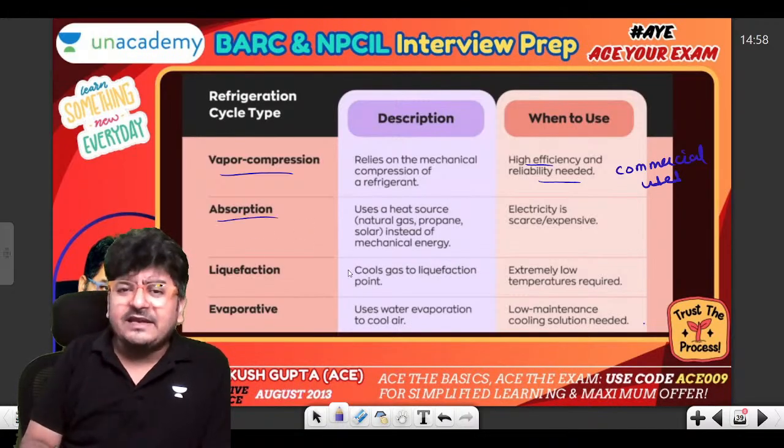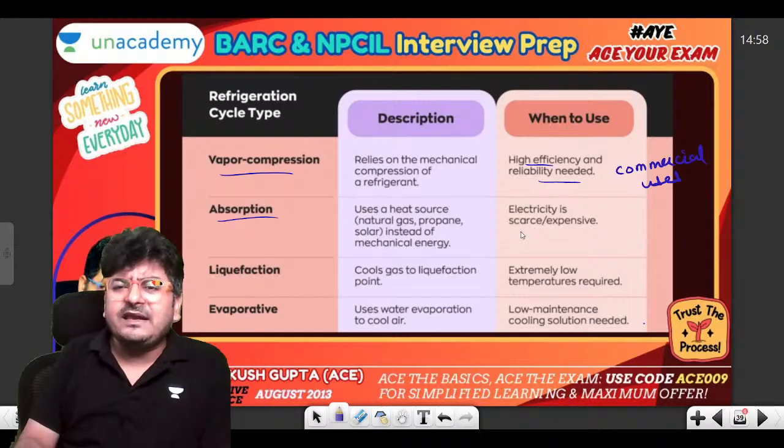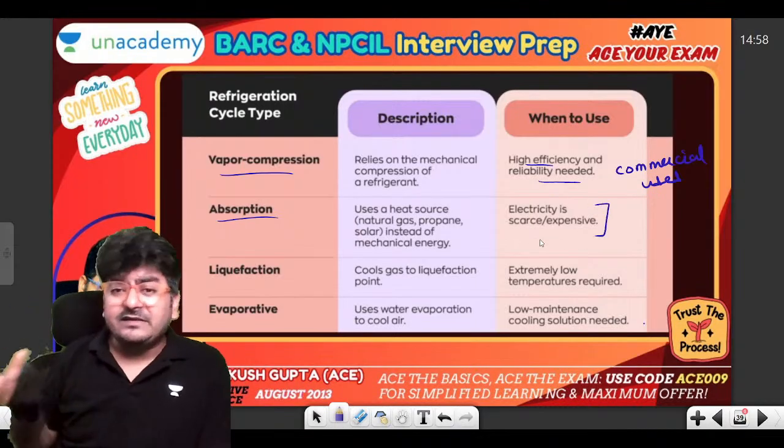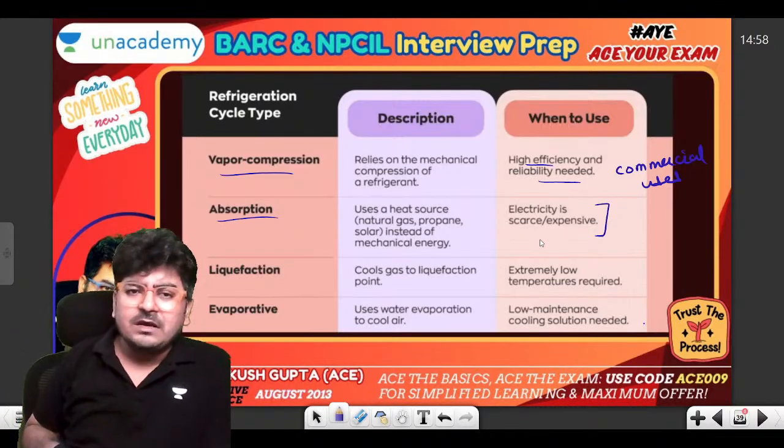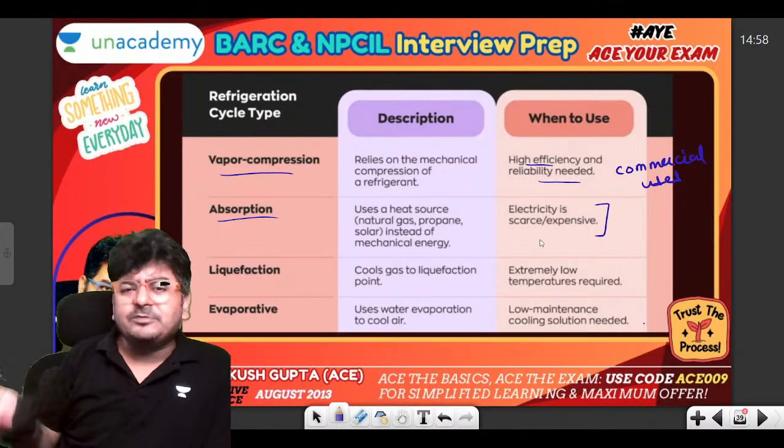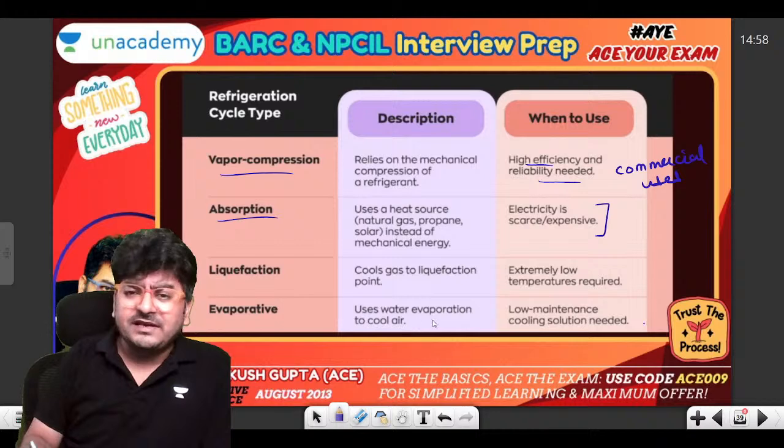Absorption refrigeration cycle we use in those areas where electricity is a problem. Like, if electricity is not there, how will you run the system? How will the compressor run? Correct. So there we use the absorption refrigeration cycle when electricity is a problem.